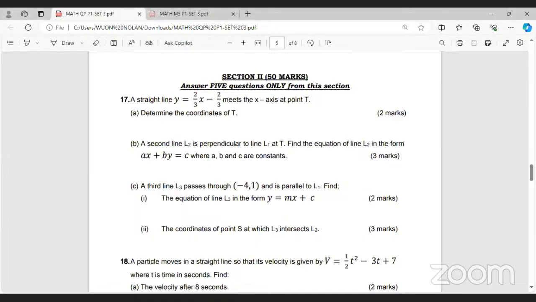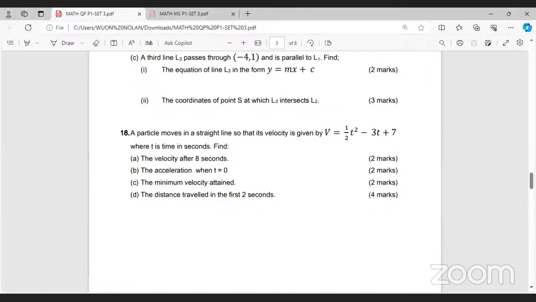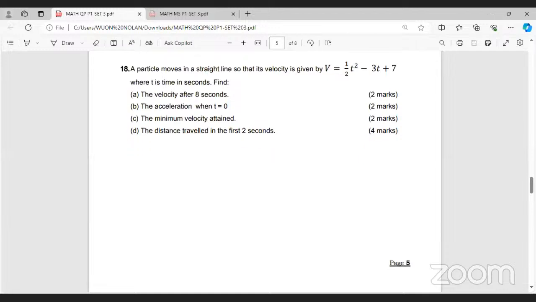The next question there is question 18, but this is application. This one is application of calculus. Calculus we've not done. It is in form 4. That is differentiation. We've not done that one.